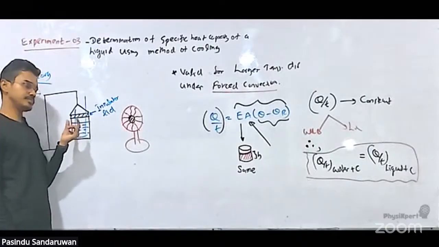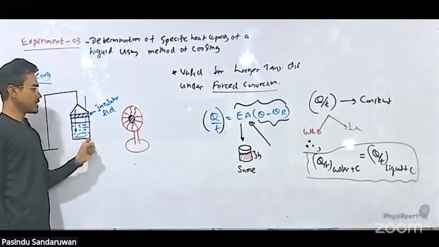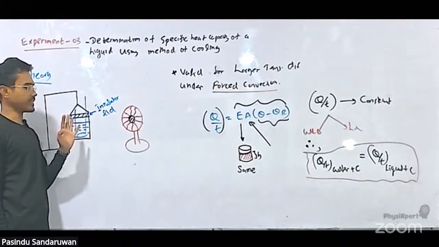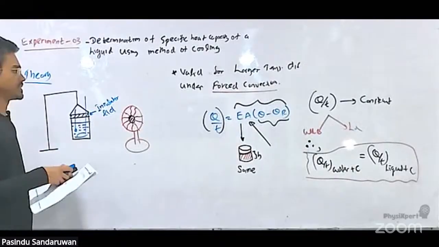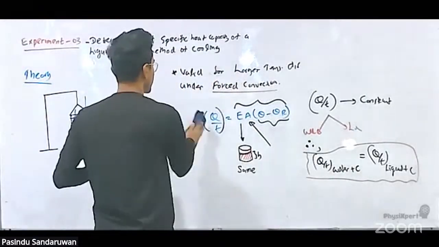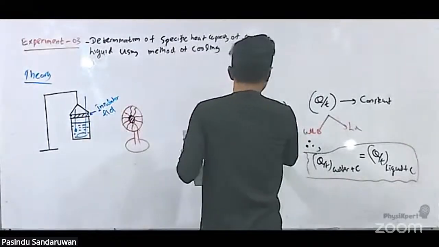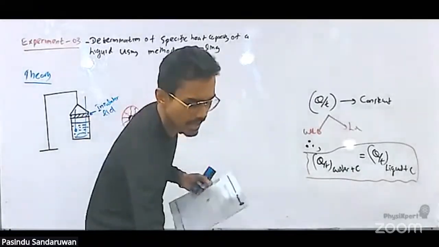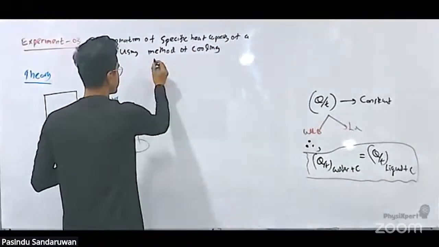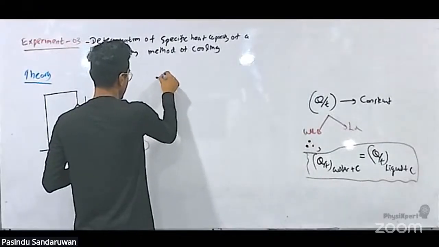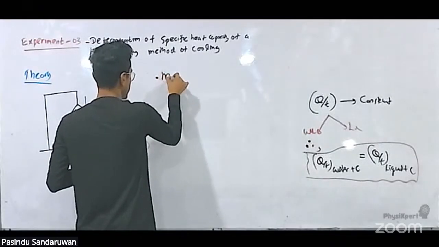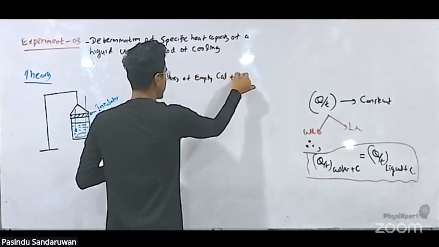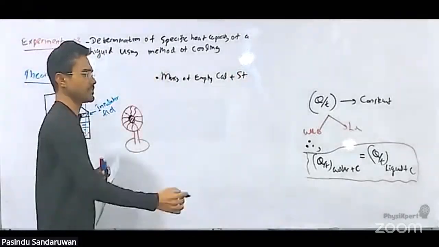Now, initially, before filling this with water or liquid, first of all I need the readings. First one, I need the initial mass: the mass of the empty calorimeter plus stirrer. Same one.